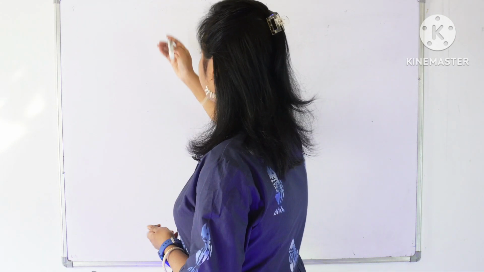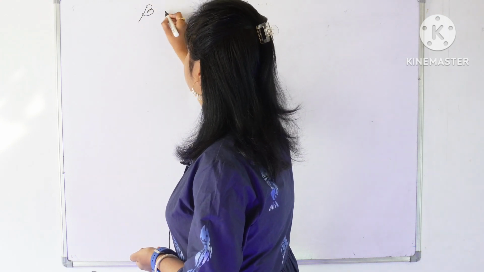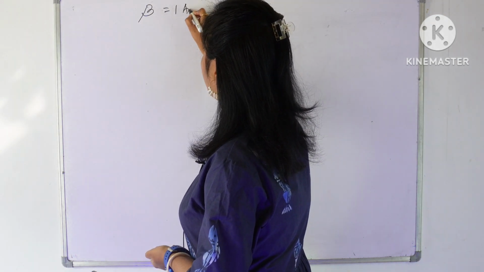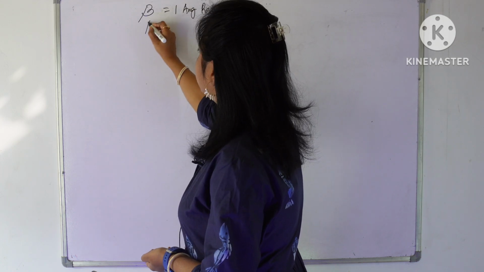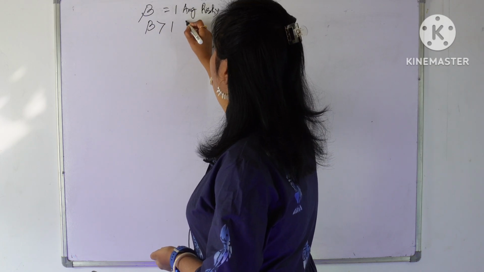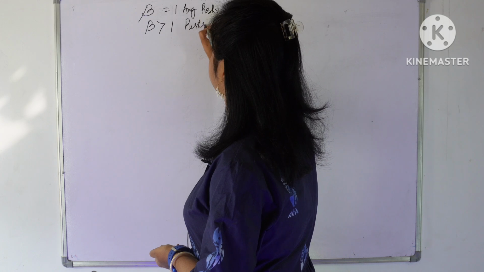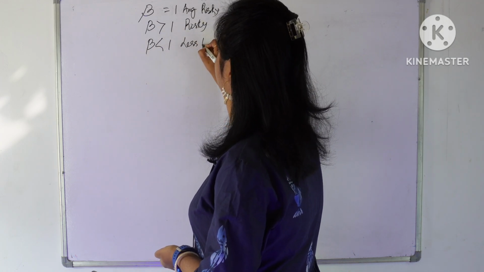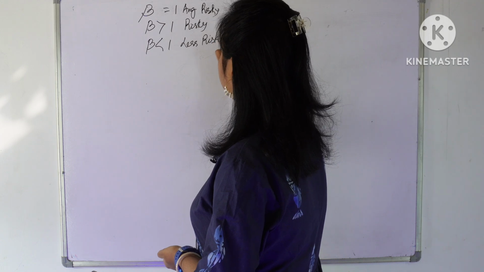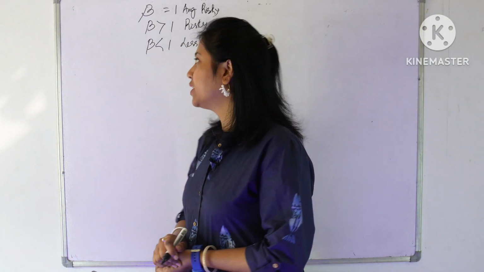Friends, in this video, we will see how to calculate beta. Just for a recap, we know that beta equal to 1 means average risky. If the beta is greater than 1, then it is more risky. And if the beta is less than 1, we can say it is less risky. So with this interpretation, today I will tell you how to calculate beta.